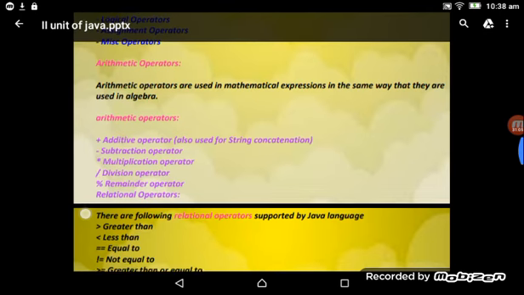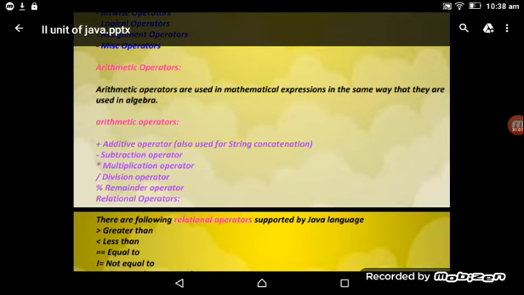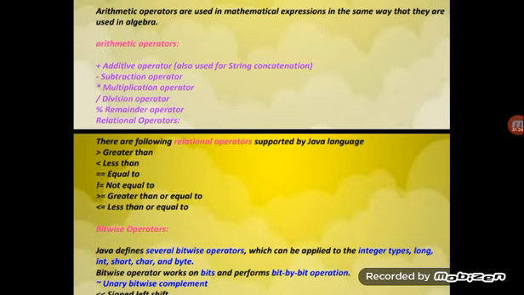Arithmetic operators. Arithmetic operators are used in mathematical expressions, in the same way that they are used in algebra. These include the addition operator, subtraction operator, multiplication operator, division operator, and remainder operator.